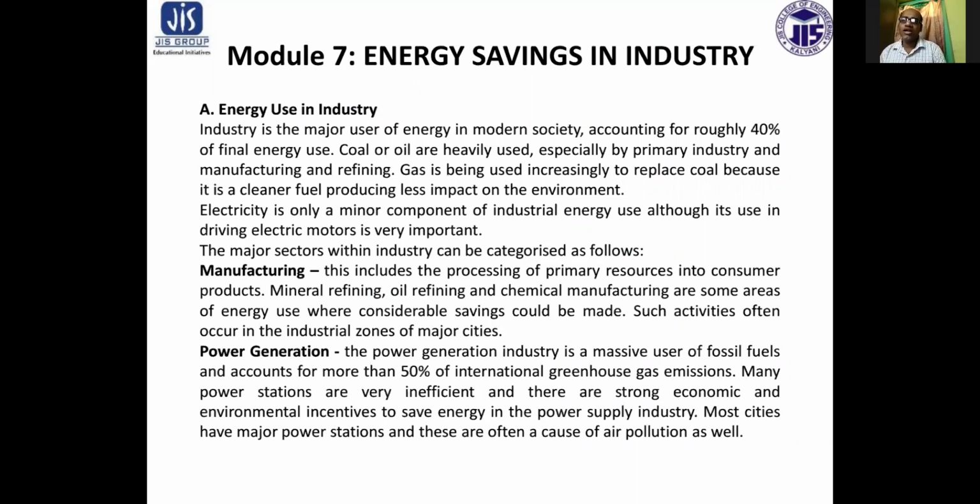Coal or oil are heavily used, especially by primary industry and manufacturing and refining industries. Gas is being used increasingly to replace coal because it is a cleaner fuel, producing less impact on the environment. Electricity is only a minor component of industrial energy use, although its use in driving electric motors is very important.